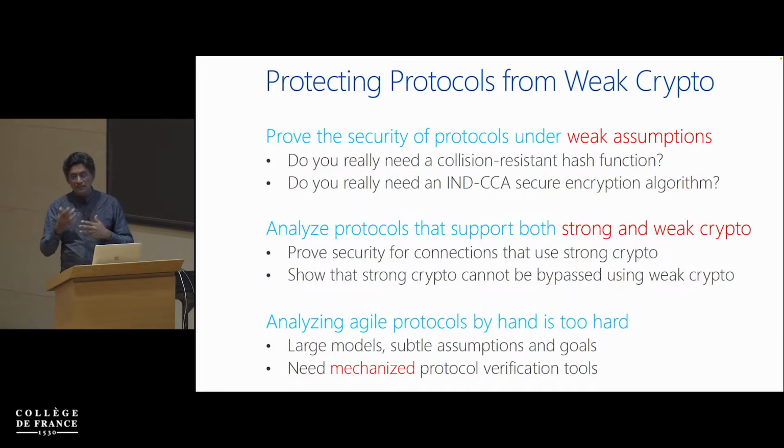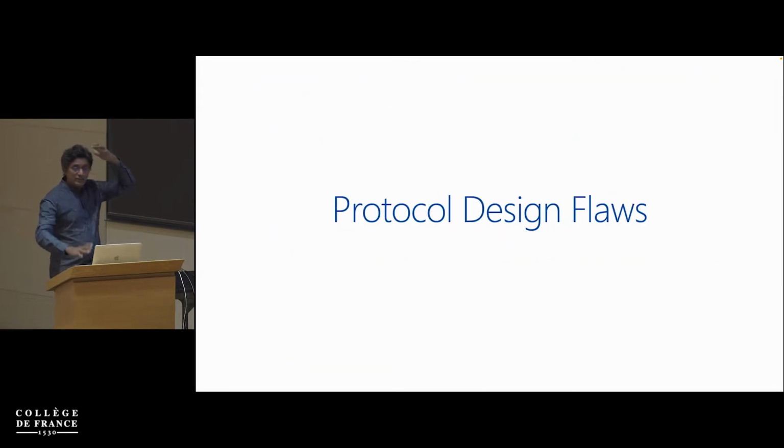The third kind of question is, well, how do you analyze this kind of systems? Now we have said you have to analyze systems with strong crypto, with weak crypto, put them all together. Well, at this point, the complexity starts getting big already. Okay? You need to have some mechanized tools to analyze these kinds of things. All right, so that was crypto weaknesses.